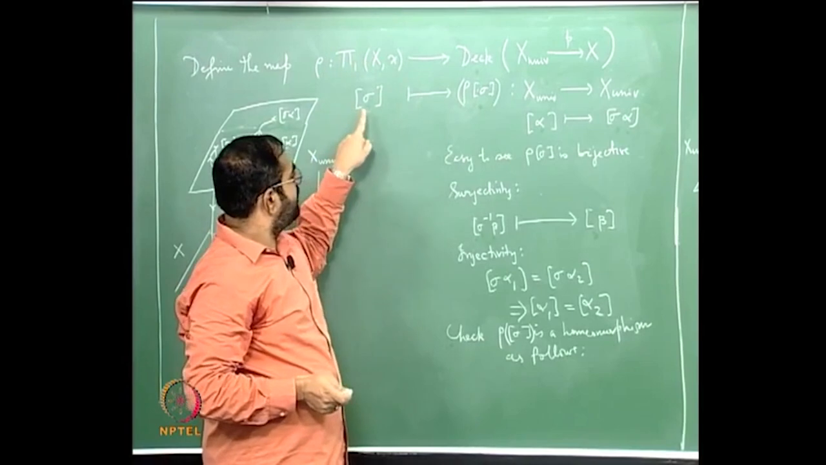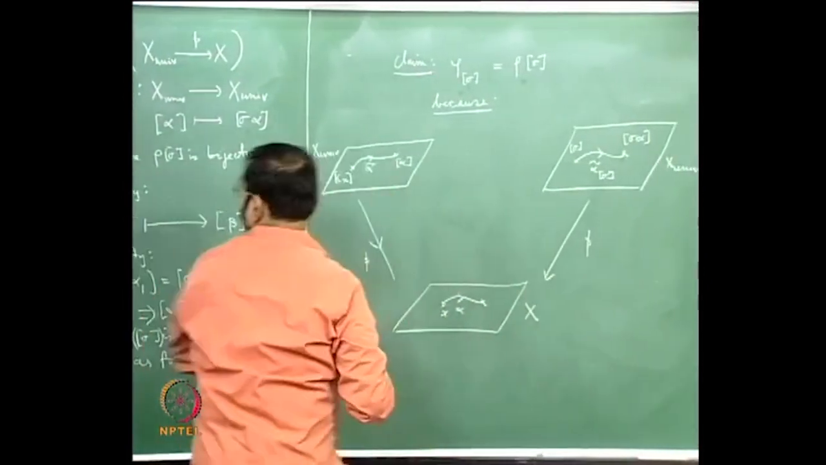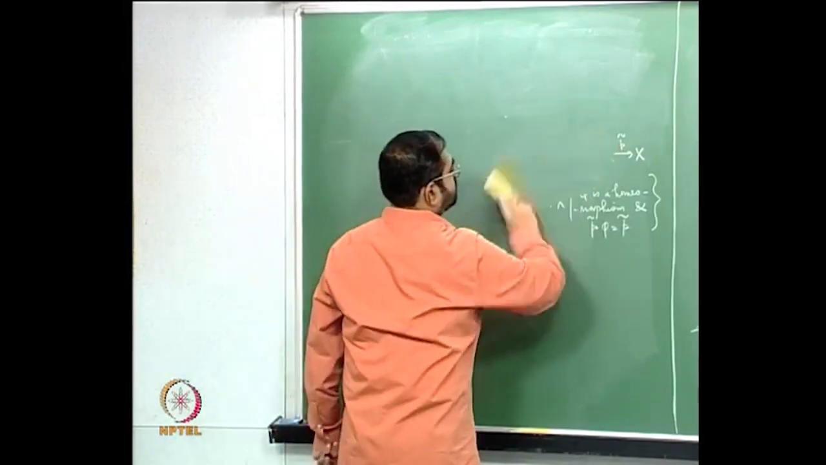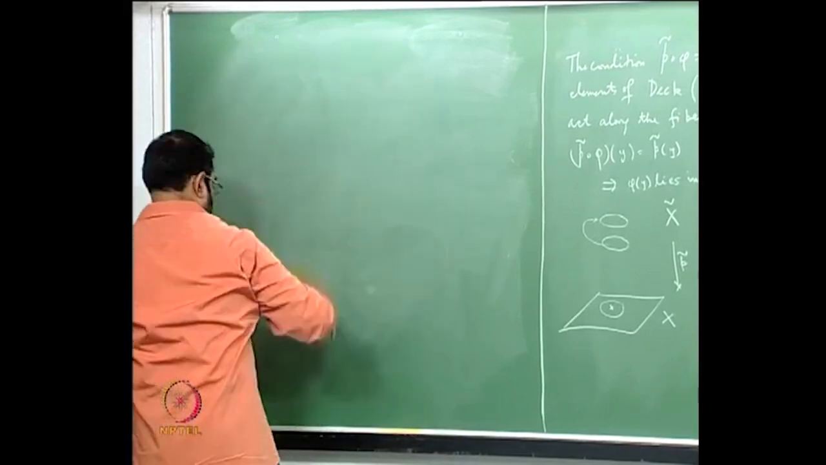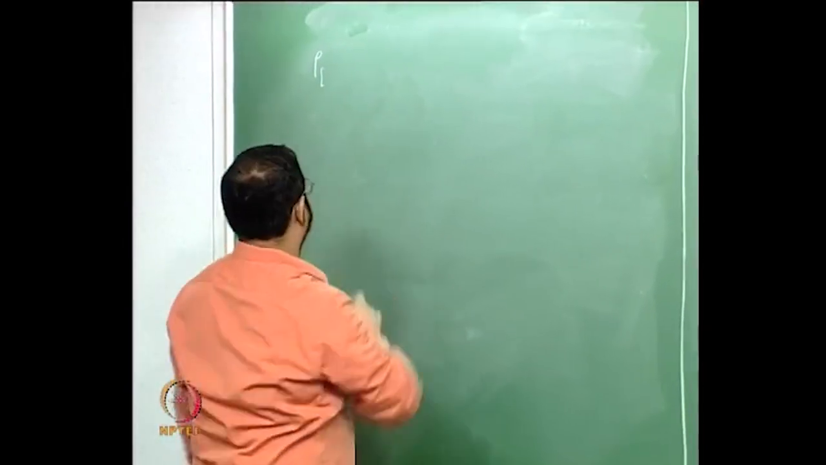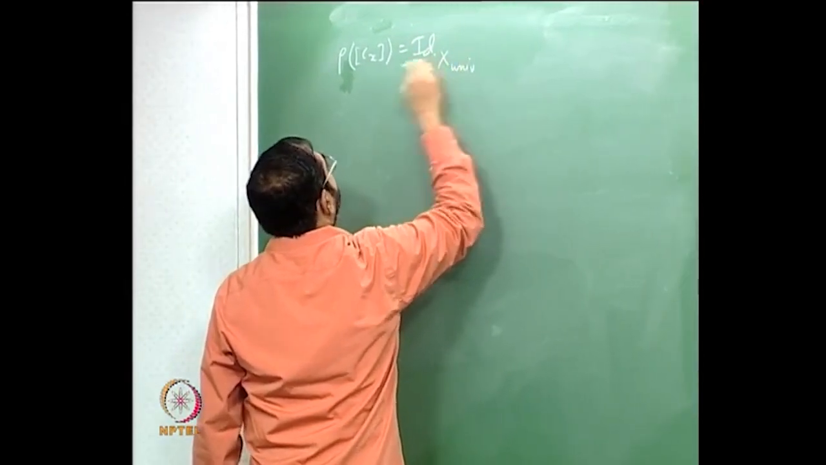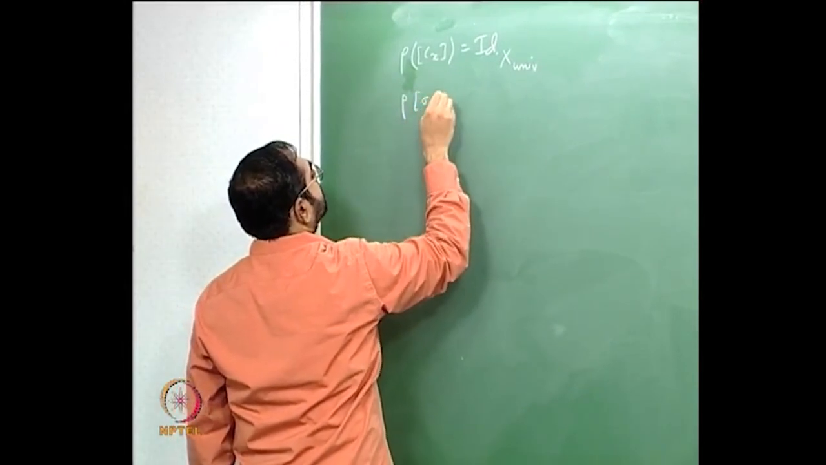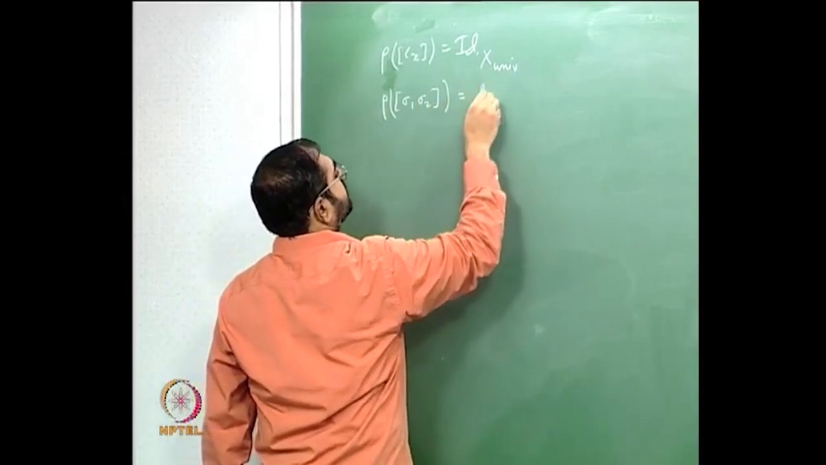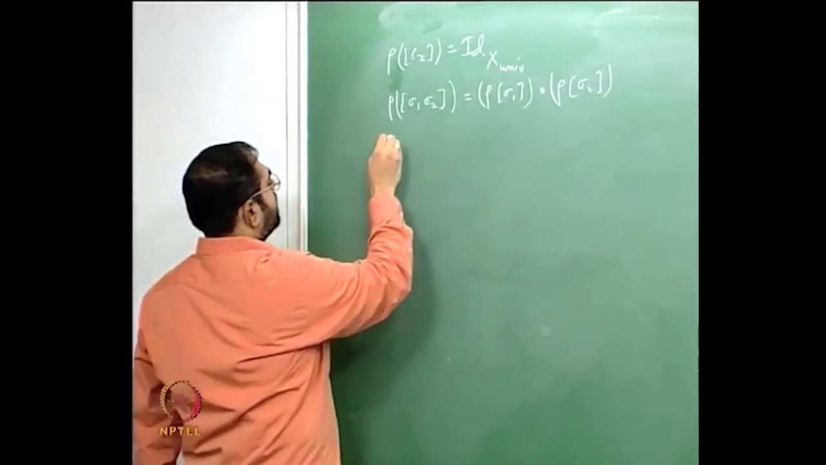It's easy to check that this is both injective as well as surjective. So that can be checked very easily. So let me do that, and then we are done. Rho of Cx is the identity map on X sub univ, and rho of sigma 1 sigma 2, multiplication in the group here, is rho sigma 1 composed with rho sigma 2.